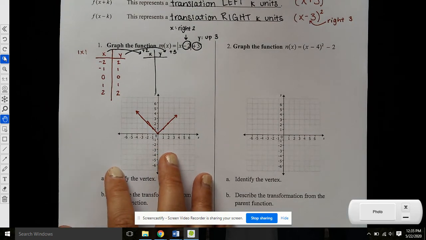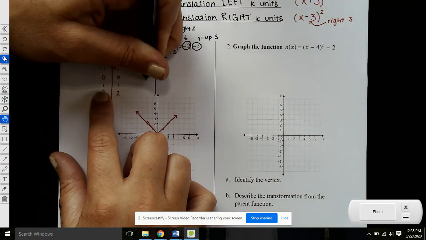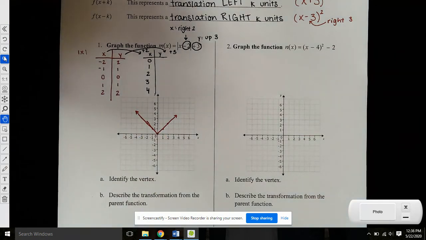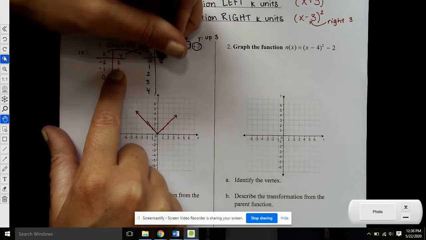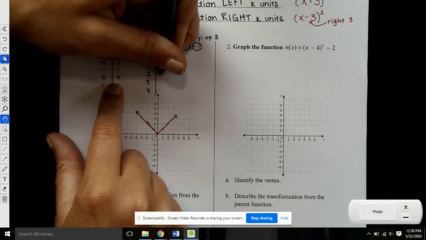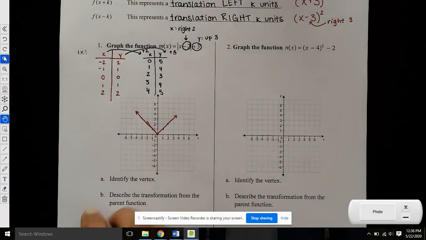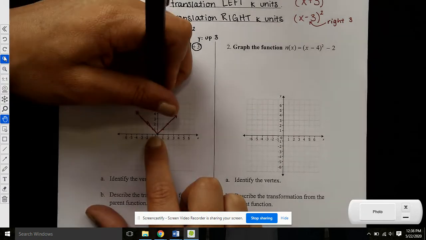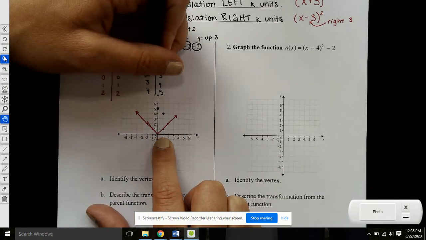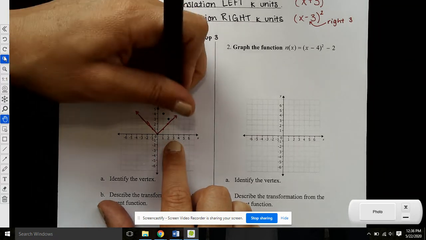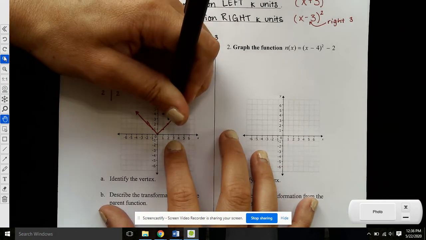So if I add 2 to every x value, this becomes 0, 1, 2, 3, 4. Then I add 3 to every y value. So I have 5, 4, 3, 4, 5. Now I graph those points. So I have 0, 5, 1, 4, 2, 3, 3, 4, and 4, 5. So this here is my new function.